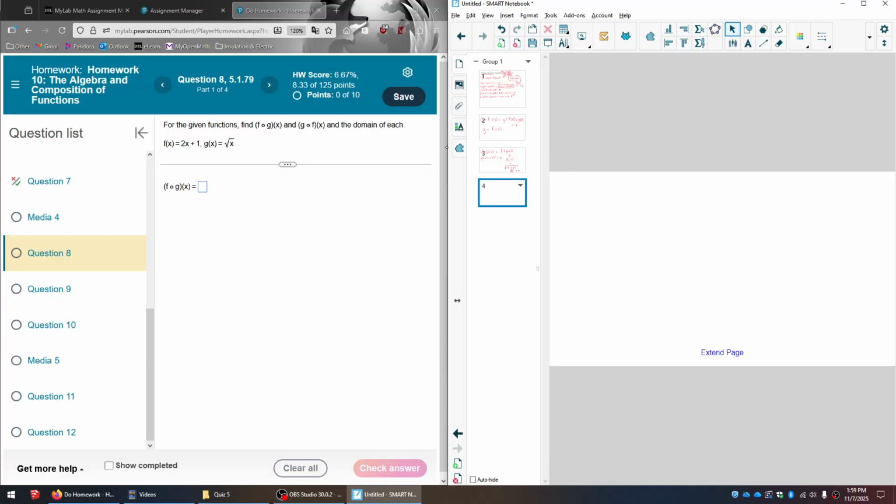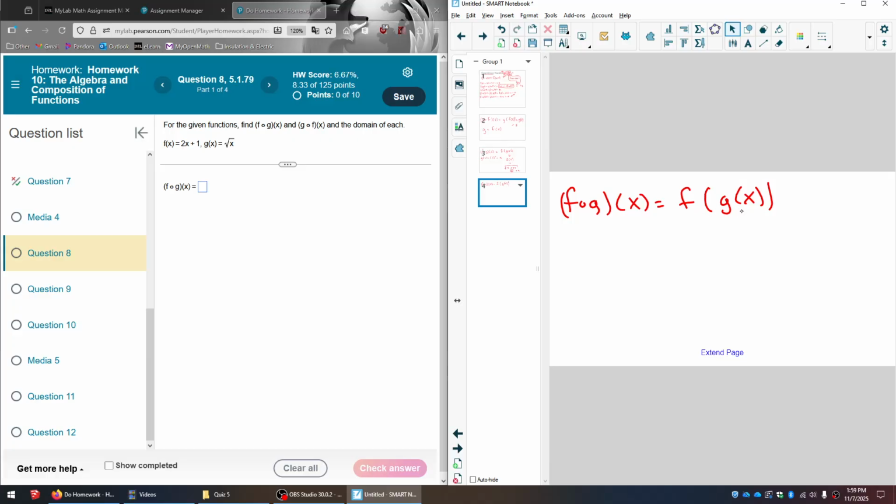So the question states, for the given functions, find f circle g of x and g circle f of x and the domain for each. Okay, the domain is the key consideration. Let's just go ahead and find f circle g of x. So f circle g of x is f of g of x. Now this is a bit tricky here.